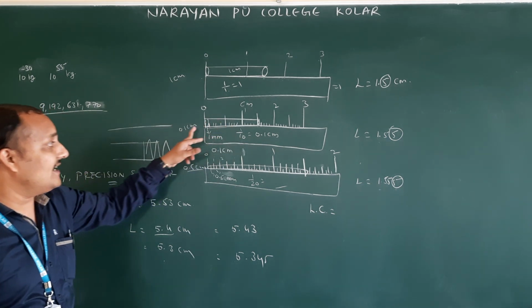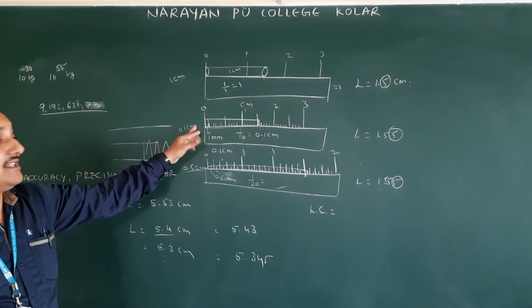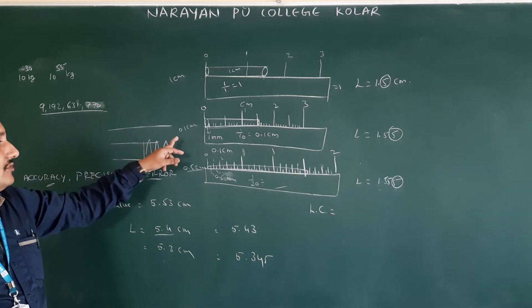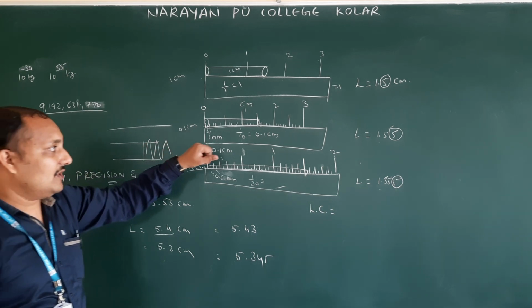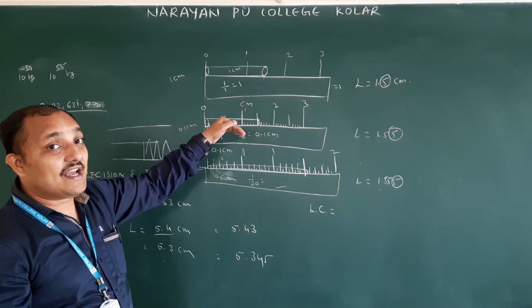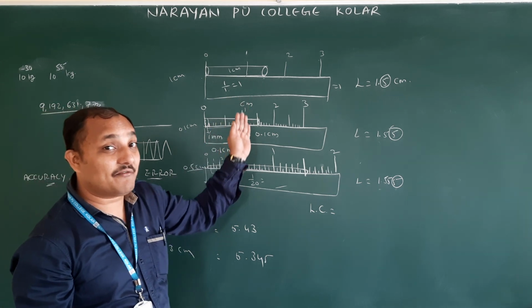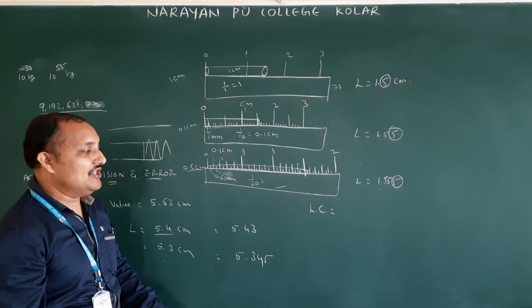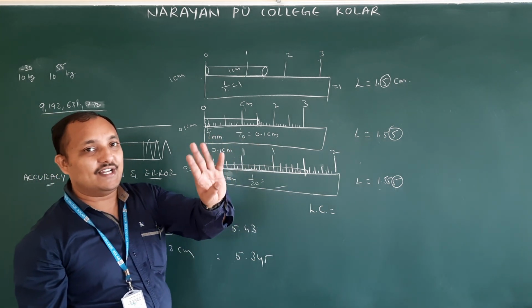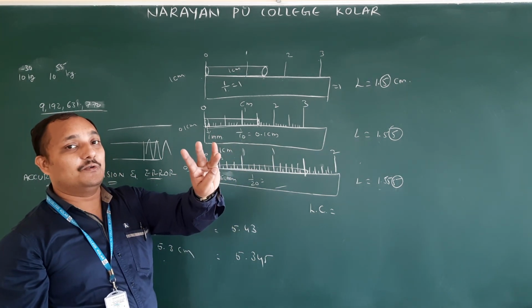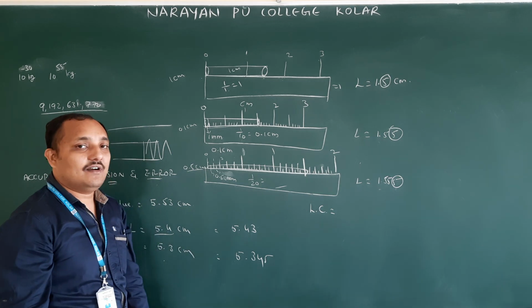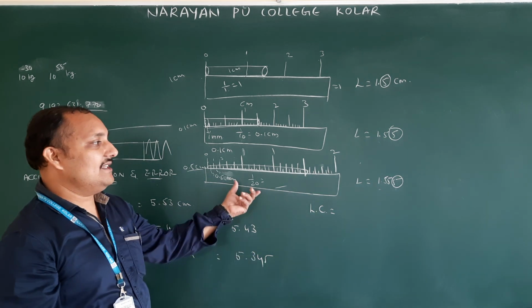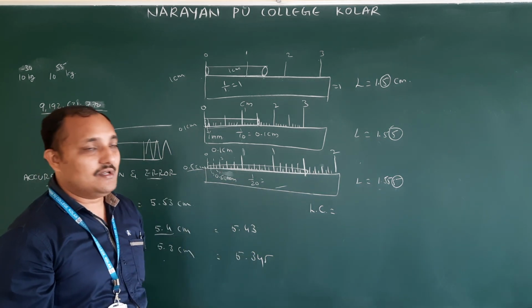The least count of this scale is 0.1 centimeter, that is nothing but 1 by 10. So 0.1 centimeter, okay, this is nothing but the least value. The least value or minimum value measured by the instrument or apparatus is called the least count. We are going to find the least count of vernier calipers, screw gauge, and speedometer in our lab. But for a normal scale, the least count is the minimum value which it is going to measure.